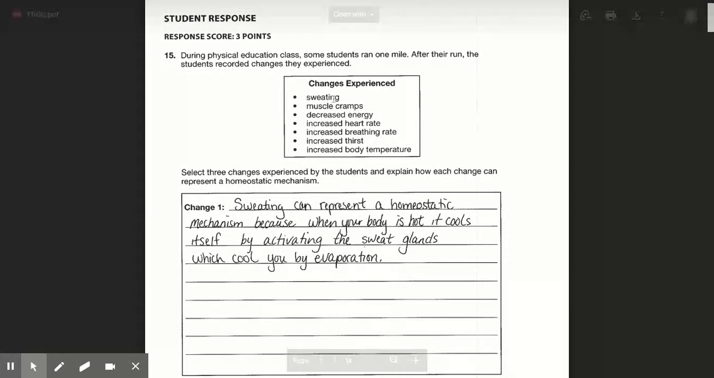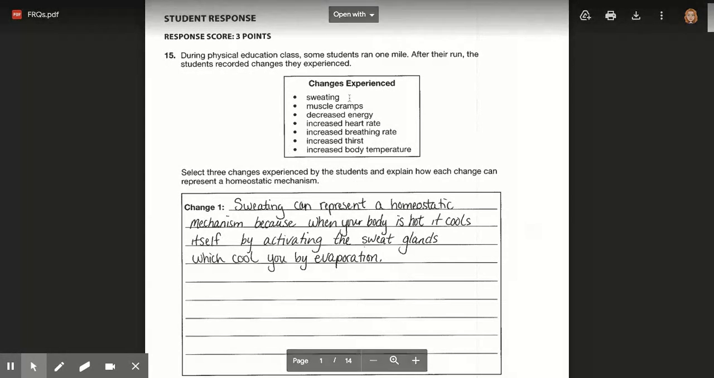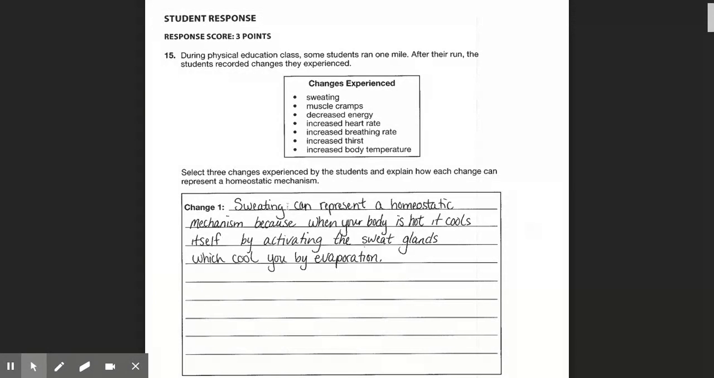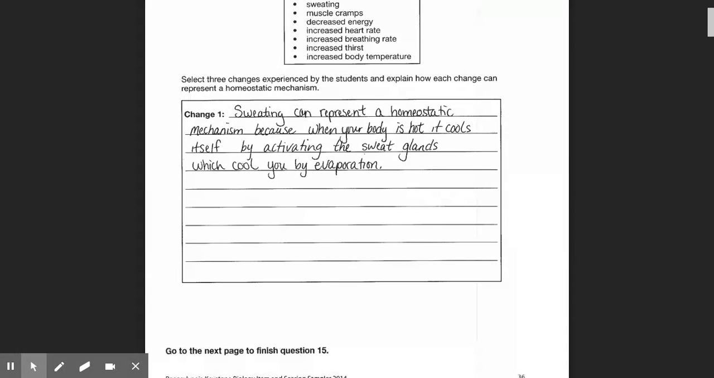And the first change, so this is the list of changes experienced. The first change was sweating, and you had to connect it to a homeostatic mechanism. And we know that homeostasis is maintaining a stable internal environment. So sweating is a way that your body shows that it's hot and it's cooling itself.